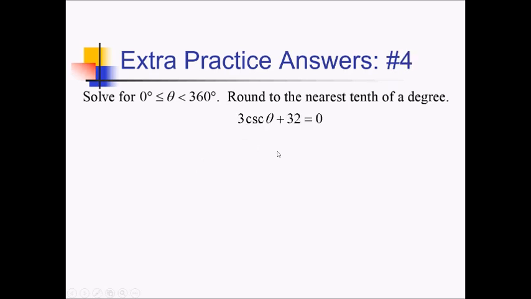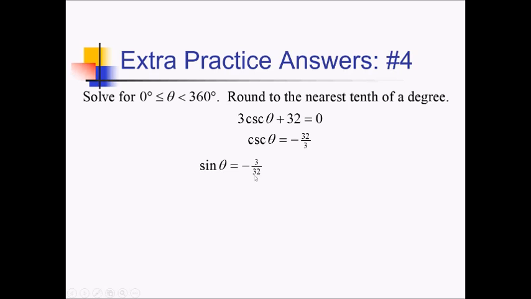To solve this trig equation, I'm going to start by isolating the cosecant function. I can do that by subtracting 32 and dividing by 3. So we have cosecant theta equals negative 32 divided by 3. And now there's no cosecant button on your calculator, so we're going to turn this into one of the original 3 trig functions. This is actually the reciprocal of sine, so I can rewrite cosecant as sine as long as I take the reciprocal of the other side of the equation. So I can then rewrite this as sine of theta equals negative 3 over 32.